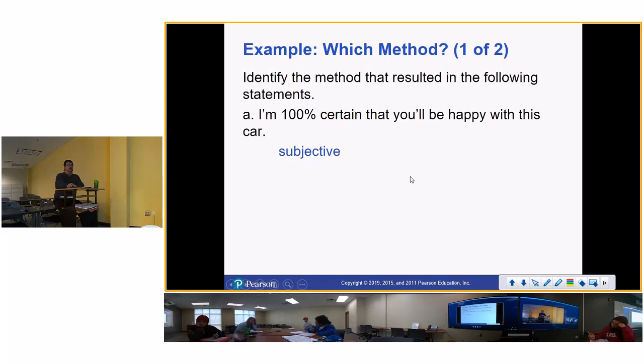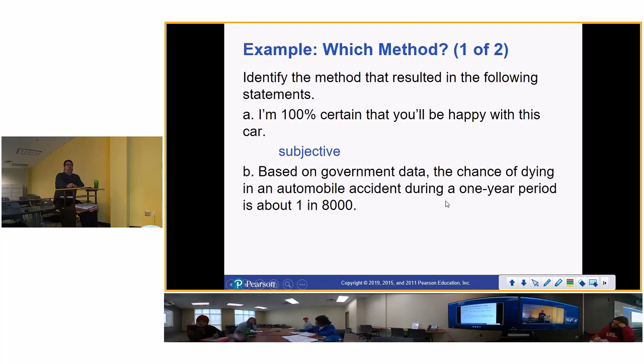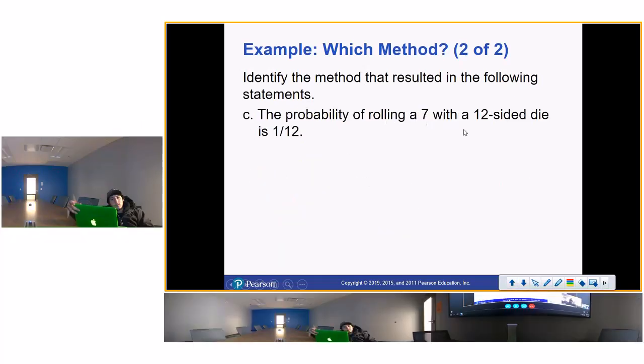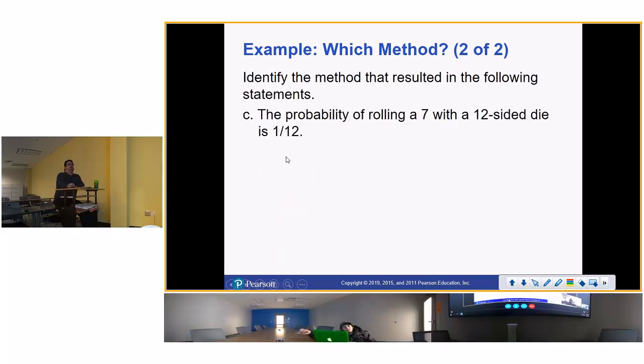Sorry. Subjective. Based on government data, the chance of dying in an automobile accident during a 1 year period is about 1 in 8,000. Subjective or analytical? It's analytical. You're basing it on, I don't know what they call it, relative frequency. The probability of rolling a 7 with a 12-sided die is 1/12. That sounds pretty analytical.